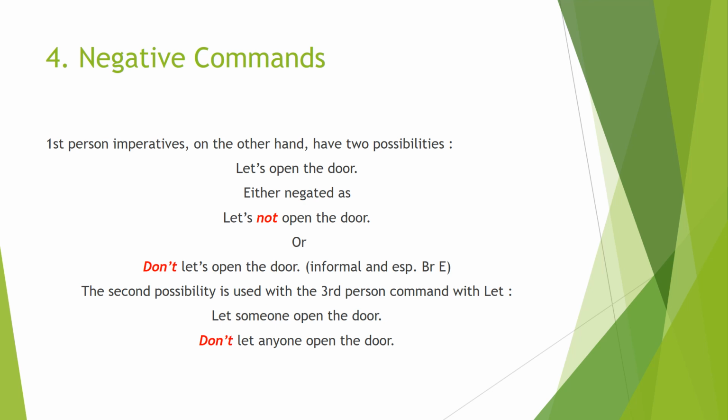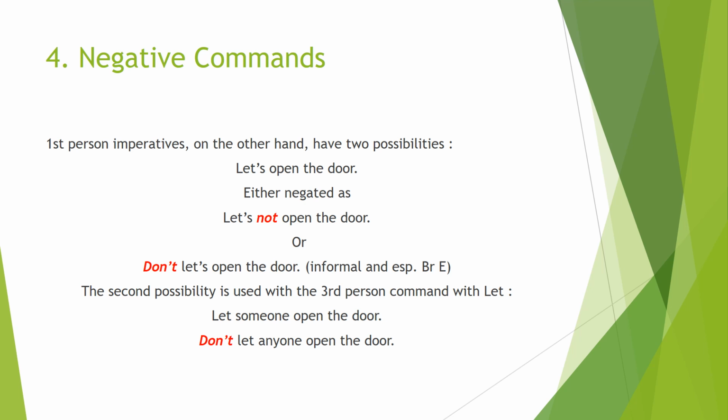The second possibility, which is using don't, is used with third person commands with let, when we have a third person pronoun after let. For example, let someone open the door. Here, in this case, we have only one form for the negation of this command, which is by using don't. Don't let anyone open the door.